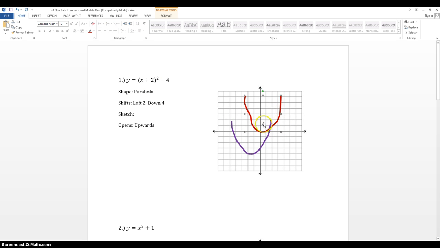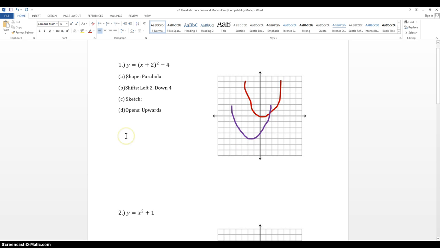So make sure you have all of the info that I asked for. And again, remember, go ahead and add the D part. So if you want to, this will be your D part. Your sketch will be your C part. The shift will be your B part, and then your A part will be the shape. Okay, now let's look at the next one.